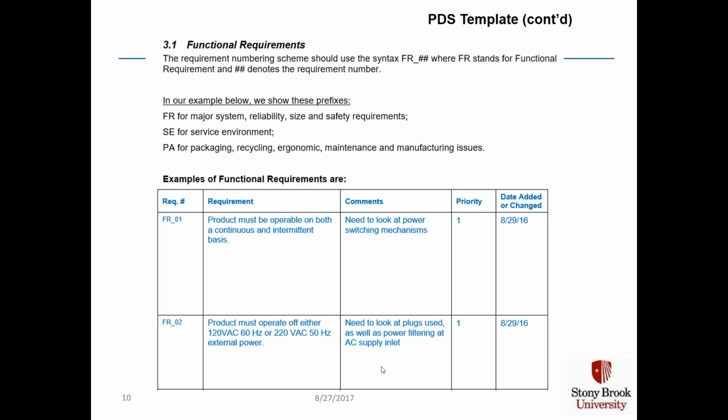We want you to number your requirements, and we give you 3 prefixes to use in the numbering scheme. FR is for major functional requirements for the system, reliability, size, or safety. SE is for service environment, meaning the temperature, humidity, pressure, and other types of these specs. PA is for packaging and ergonomic issues. If your project is meant to benefit people with physical disabilities, there should be a good number of packaging requirements. The blue font again refers to illustrative examples of how to write up the requirements.